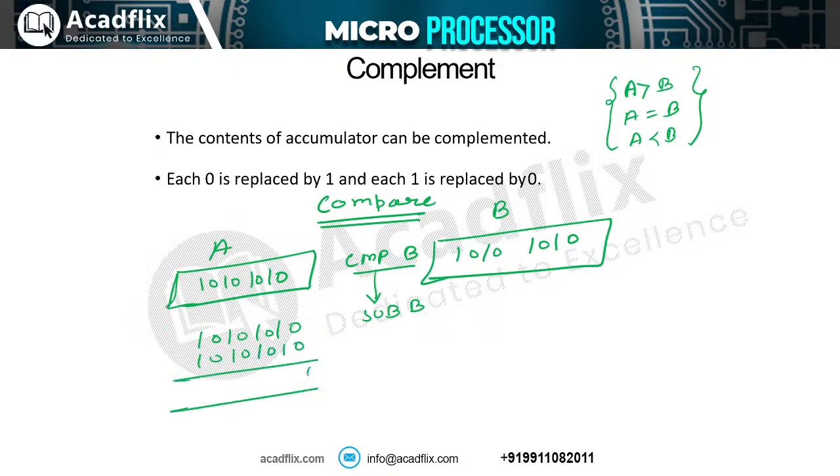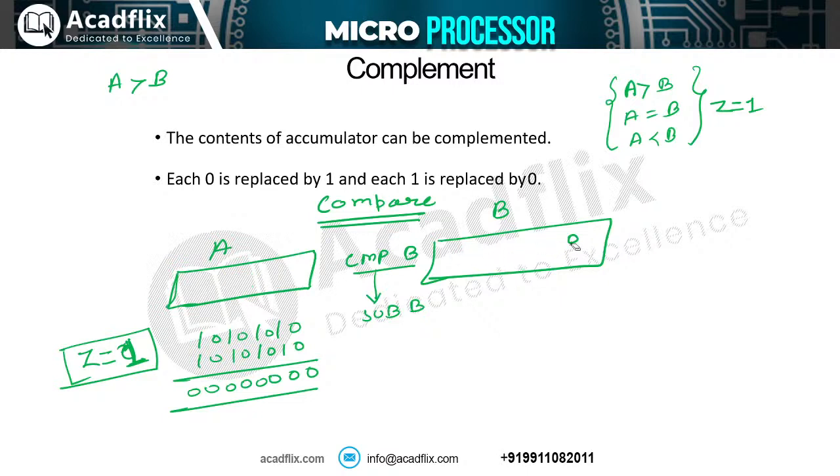For example, if after subtraction we are getting 0, the zero flag will be set, right? Zero flag will be set if the result is 0. After subtracting, these 2 values will be 0. So if the zero flag is set, this means that these 2 values are equal, right? Just imagine A is greater than B. Let us take a value in which we have A greater than B. So if we have A greater than B, let us say the value is something like this.